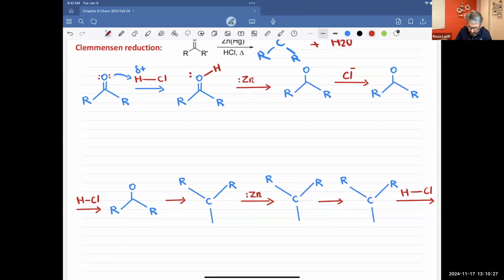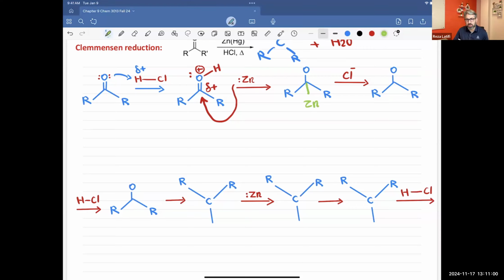Now oxygen still has 1 lone pair, so oxygen now has a positive charge. And in the next step, zinc will get involved, and zinc will use 1 of those lone pairs, or 2 of its electrons, and it will attack that carbon. Why that carbon? Because the carbon is attached to oxygen with a positive charge, so carbon has a good amount of positive charge. Now zinc will be attached to carbon.